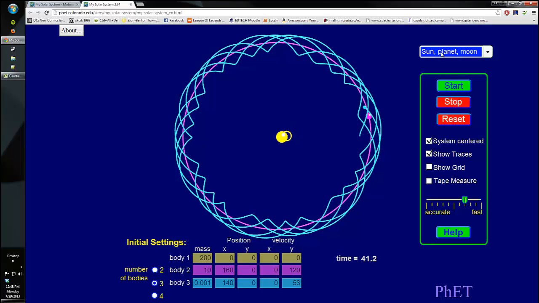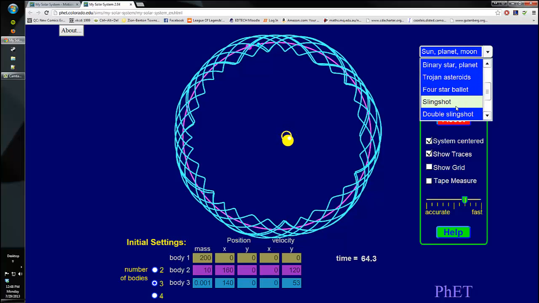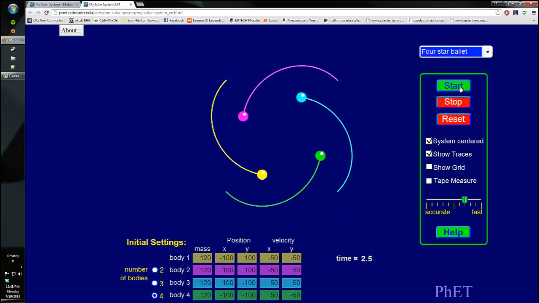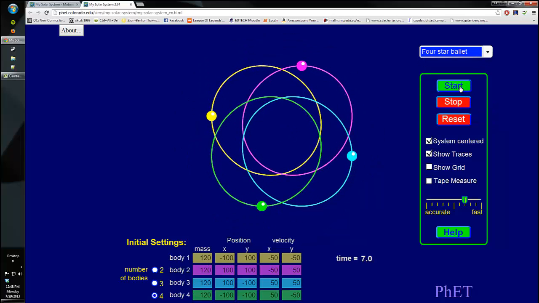What I like this for is for actually describing computer models, because I don't like to just use computer simulations without describing the advantages and the disadvantages. And so the one I'll tend to use is 4 stars. 4-star ballet. Here we go. Now the kids love this one. They think it looks really cool, and it'll stay this way forever. And right now, if you let this run for long enough, it pretty much will stay that way forever.